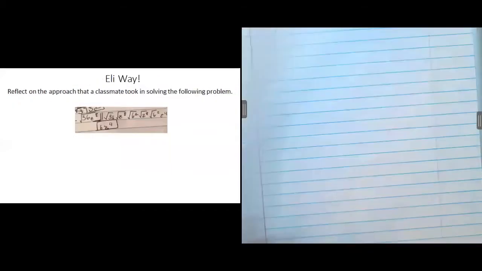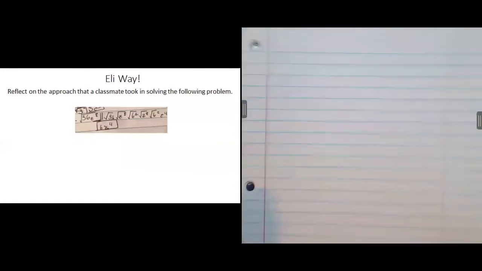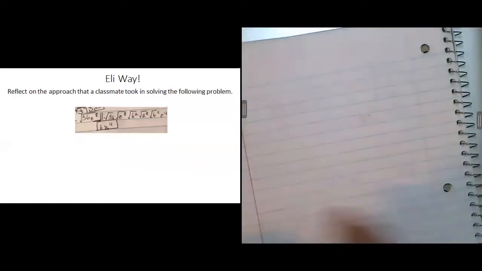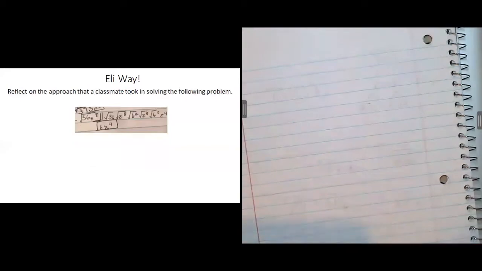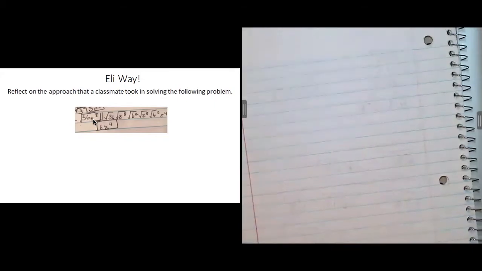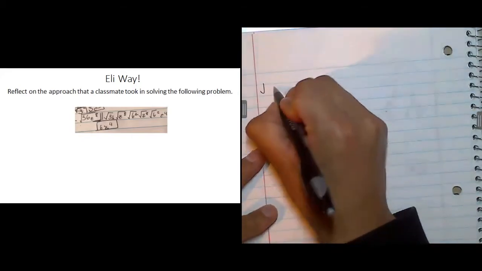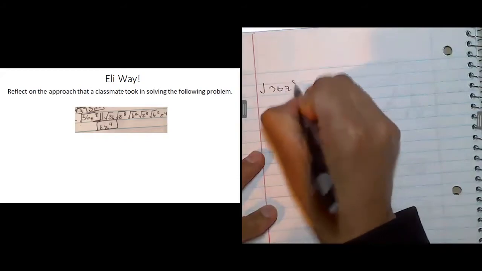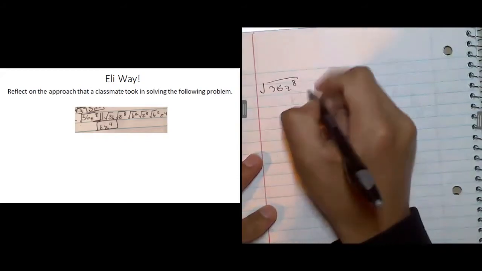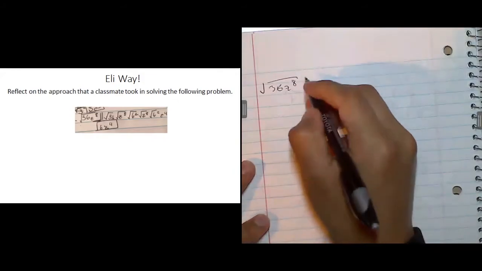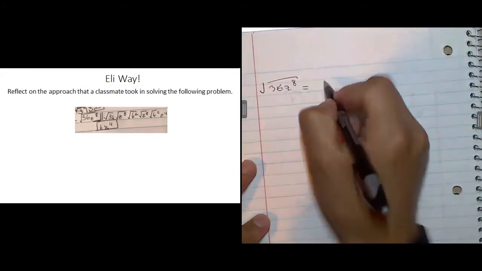Let's take a moment to shout out our classmate Ellie from 5th period. She took a different approach to evaluating the radical expression, square root of 36 times z to the 8. Instead of doing what we did, she took a different route, right? So she wrote the problem down, and she put 2 lines, but I'm assuming she means equals, right?